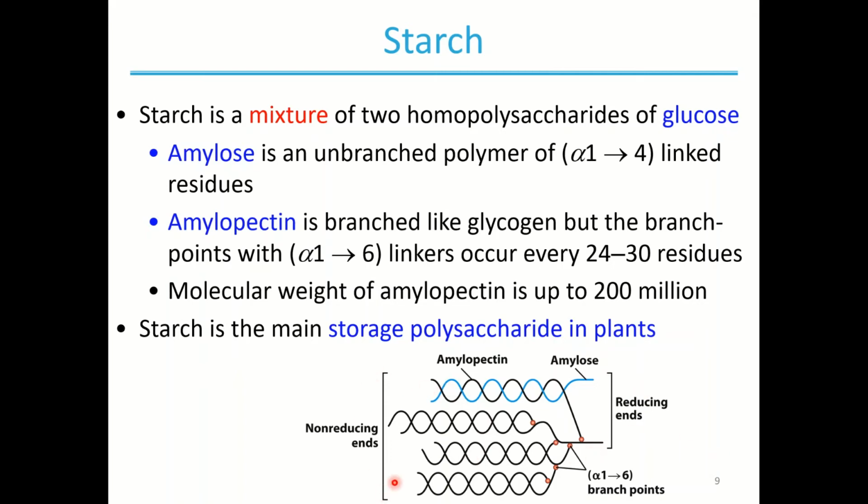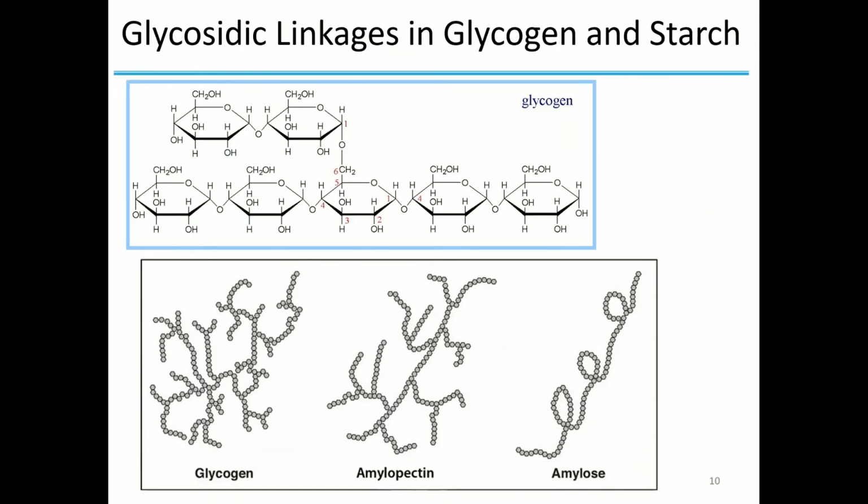Okay, the non-reducing ends are shown on this side. The reducing ends would be on the right side. Remember, the reducing ends are those anomeric carbons that don't have a glycosidic bond. And there are many fewer reducing ends than there are non-reducing ends.